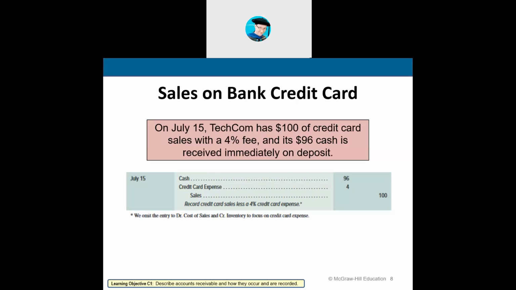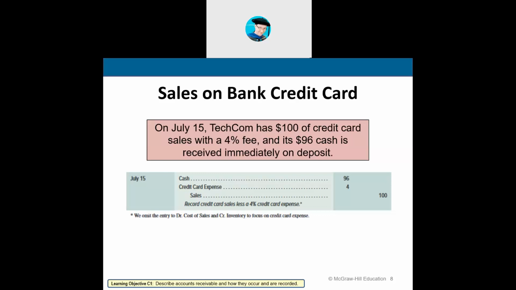Okay. Earlier, I had said, when a customer comes to our store and they swipe their card, not the store card, someone else's card, a Visa, a MasterCard, an American Express, or whatever. They swipe the card. The retailer has to pay a credit card fee for every swipe of the credit card at the credit card machine.